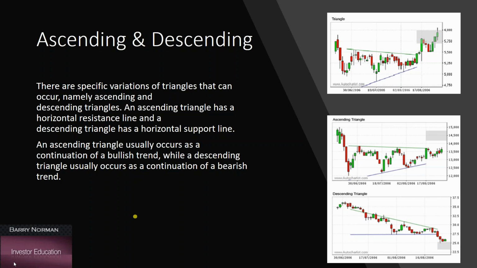Now, to identify these patterns, there are specific variations of triangles that occur, namely the ascending and the descending triangles. An ascending triangle has a horizontal resistance line, and a descending triangle has a horizontal support line. Now remember, support is what's holding up the price. Resistance is what the price has to break through.